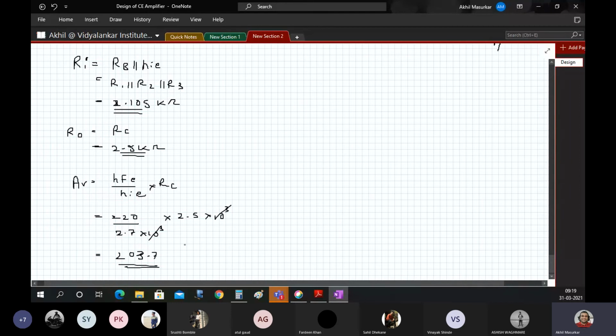So gain does not have any unit, it is unitless. We had been told to design an amplifier with gain greater than or equal to 180, and the design value of gain is equal to 203. So that means our design is correct.